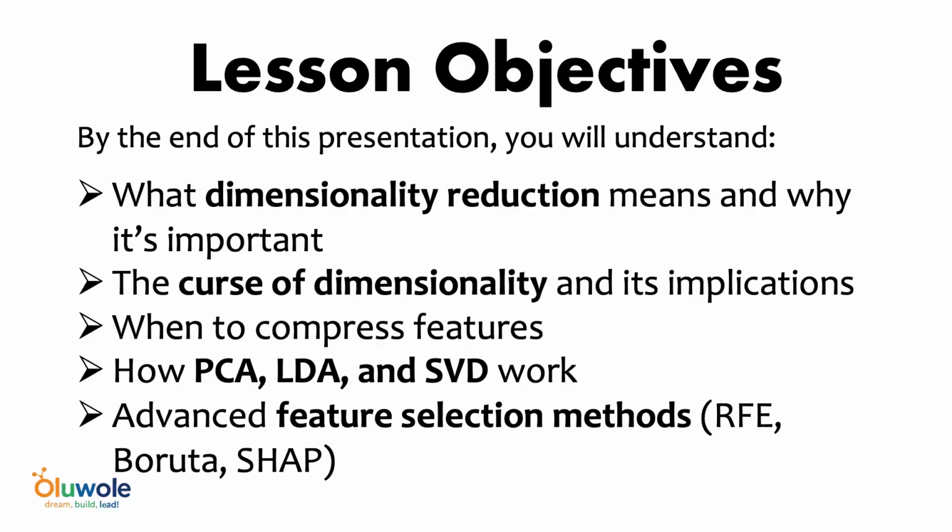So, like I said, we'll be looking at what dimensionality reduction is and why it is important. Then what is the cause of dimensionality, and what are the implications of that on dimensionality? Then when do you compress your features? Then you want to know how PCA, LDA, and SVD work. Then we'll talk about advanced feature selection methods like RFE, Boruta, and SHAP. There are other feature selection methods, but I'll be talking about these ones.